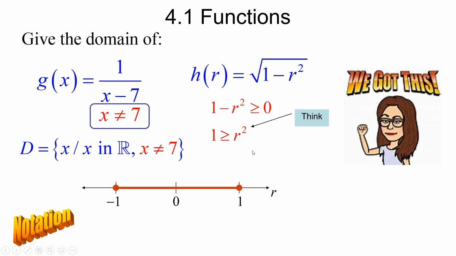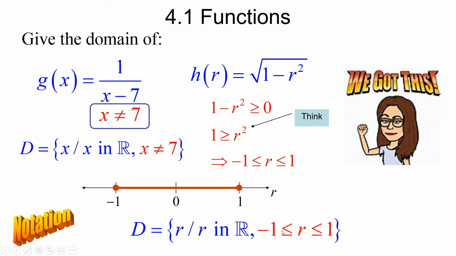So my domain is, well, what? -1 has to be less than or equal to r, and remember, don't mix up your variables, we're using r's here, and r has to be less than or equal to 1. Anything outside of that closed interval will not work with this radical expression. Now, in fancy notation, the domain is the set of r such that r is in the real numbers and -1 is less than or equal to r, and r is less than or equal to +1.